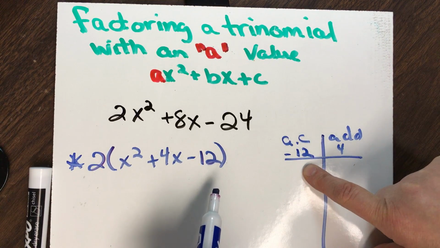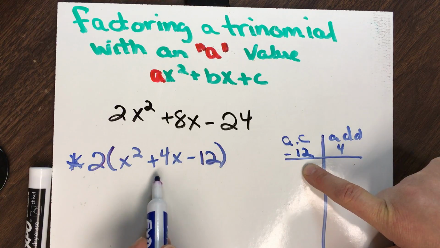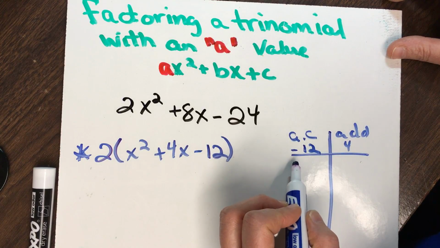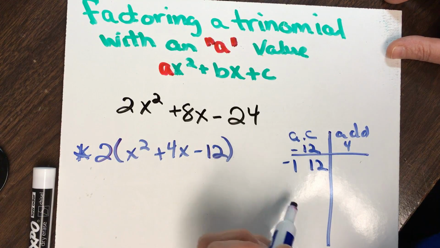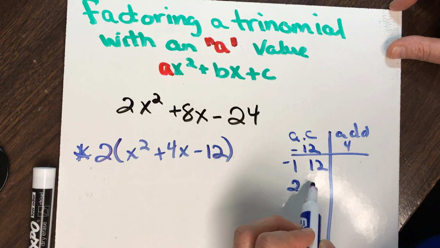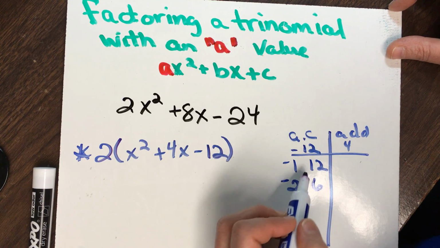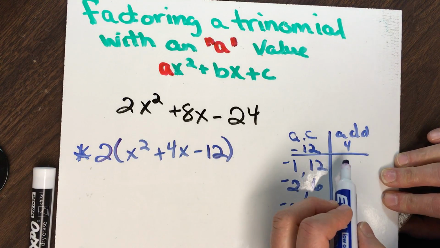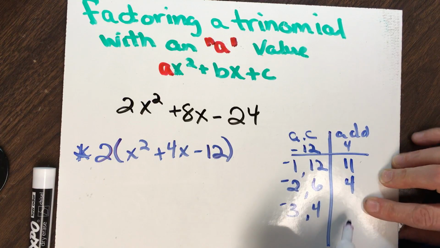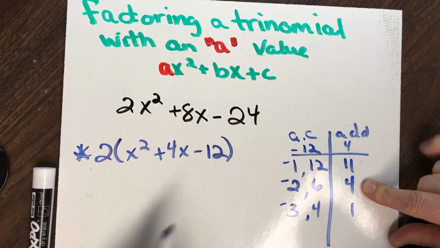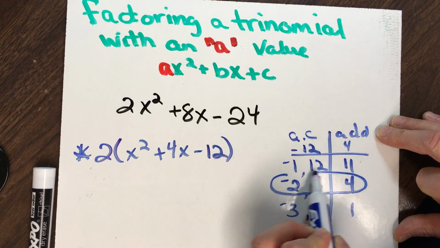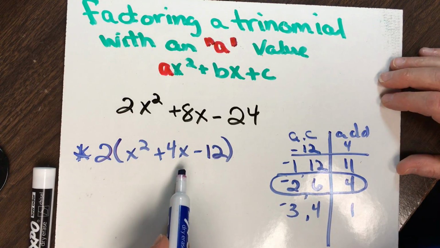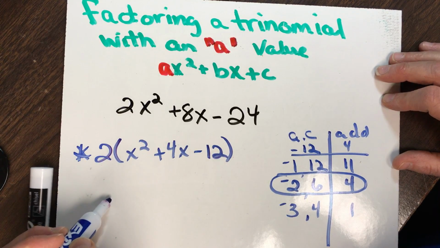So given that this is a negative, one of my pieces has to be negative. And because I have a positive here, I know that my larger piece needs to be positive. So my factors of 12. So 1 and 12, larger piece needs to be positive. 2 and 6, larger piece needs to be positive. And 3 and 4. All right, so let's put those together. So that's 11, this is 4, and this is 1. So this right here is what I want to use because that gets me to 4, which is our middle term here. Okay, so I'm going to use the M method.